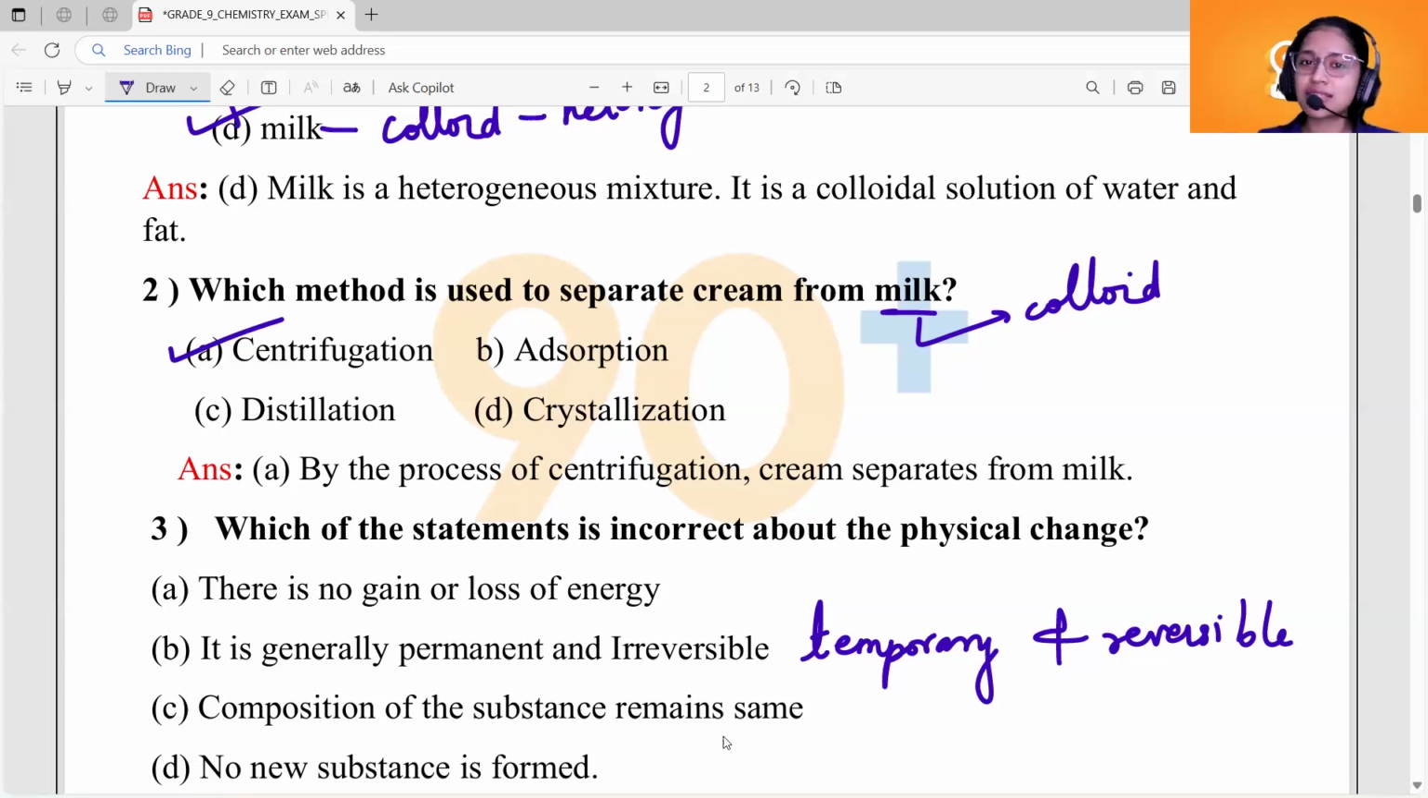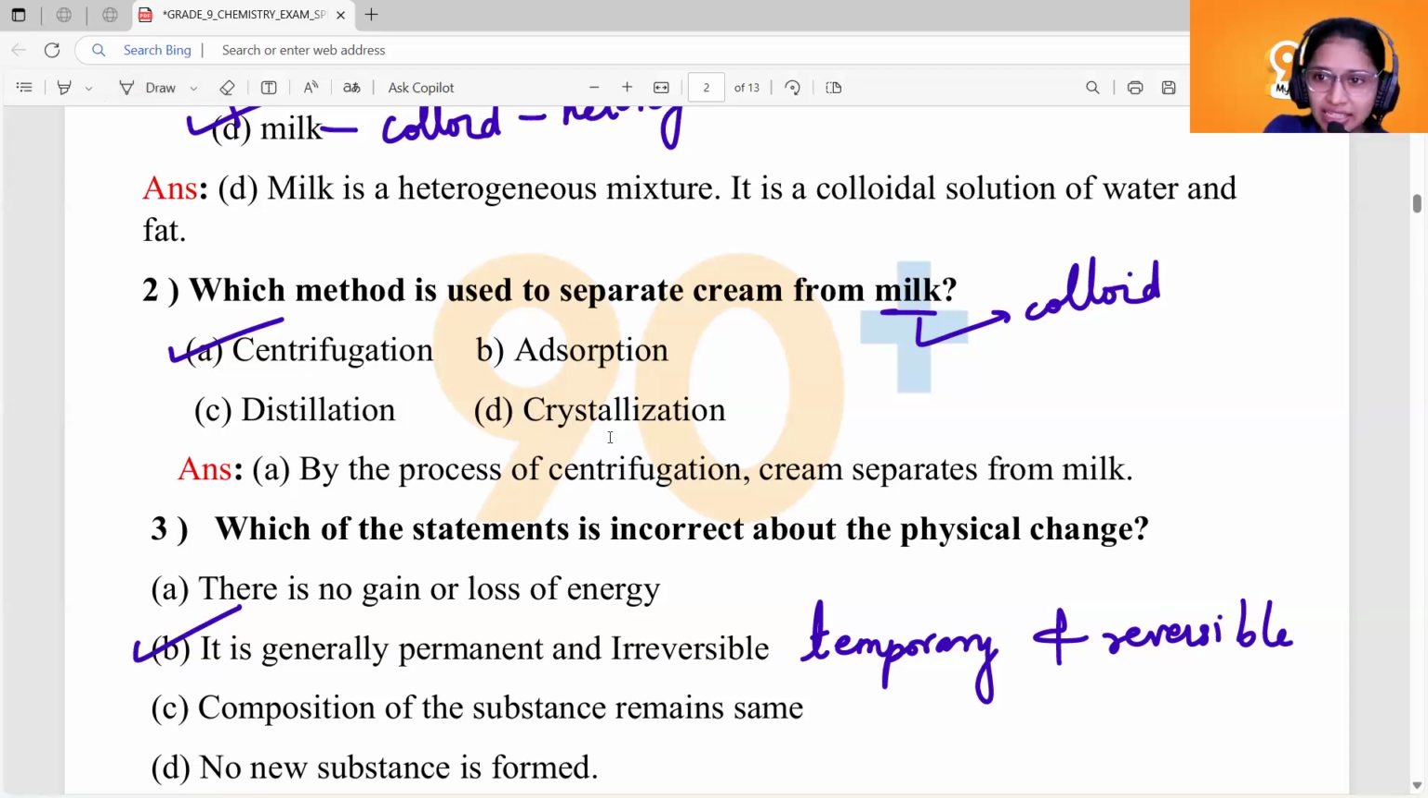Formation of new substances is an inherent property of chemical changes. So here, no new substance is formed in physical change is again a correct statement. So which one is our correct answer? It is option B. It is generally permanent and irreversible. That is the incorrect statement.